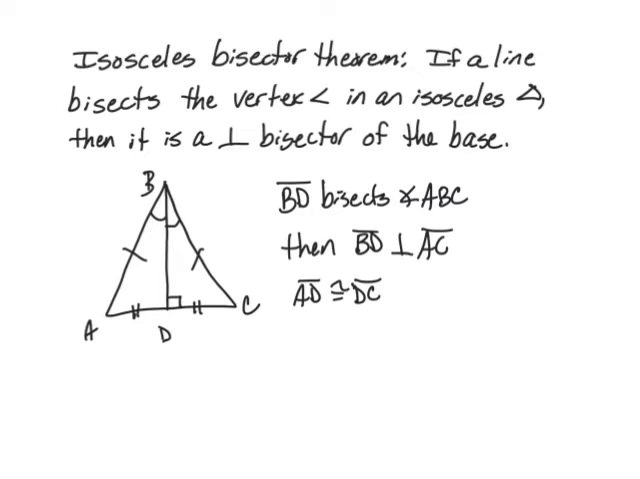The converse is also true. If BD is a perpendicular bisector to the base, then it also bisects the vertex angles in an isosceles triangle. Not every triangle, just an isosceles triangle.